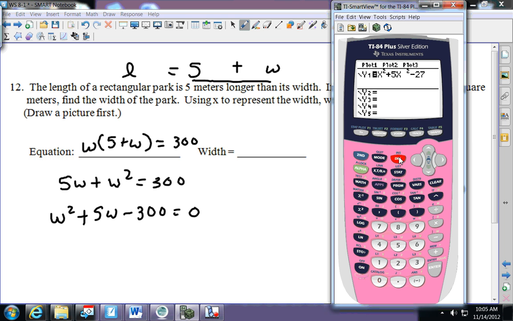Why do I have all these? What's going on here? Let's try this again. X squared plus 5x minus 300. And I press graph. Let's look and see if the roots are on there. They may not be because of the window settings, and that's fine. Let's go to second graph. Let's find where y is 0.